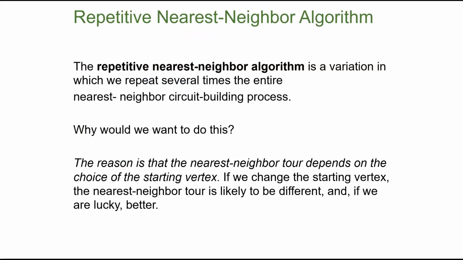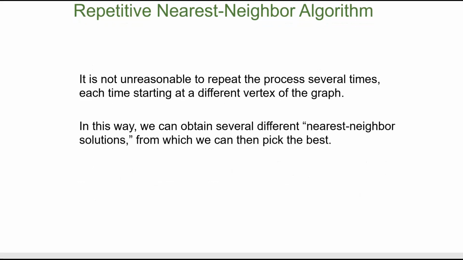Now there's the repetitive nearest neighbor. It's just a variation on the nearest neighbor. The nearest neighbor tour depends on the starting vertex. If we change the starting vertex, then it's likely to be different. It's not unreasonable to repeat the process several times, each time starting at a different vertex. In Willie's case, we have to start at A because that's where he lives. But sometimes it doesn't matter where the starting point is, and so you can start at different places and get different nearest neighbors.